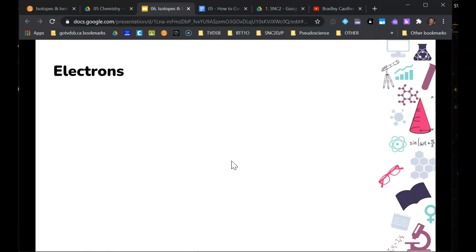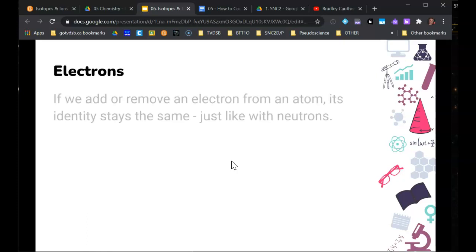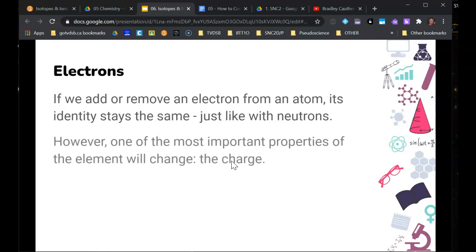But what about if we change the number of electrons? If we add or remove an electron from an atom, it still stays what it was. Right? So just like what we saw with neutrons, carbon, if we change the number of neutrons, is still carbon. If we change the number of electrons in carbon, it's still carbon. But what's going to change is what's called the charge.